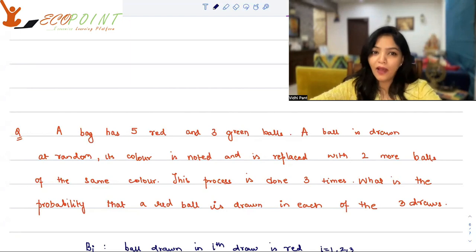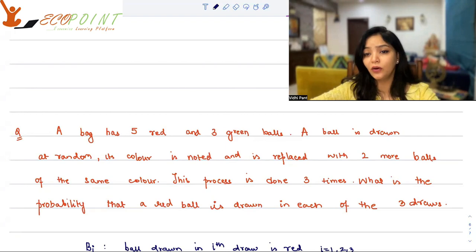A bag has 5 red and 3 green balls. A ball is drawn at random. Its color is noted and it is replaced with 2 more balls of the same color. This process is done 3 times. What is the probability that a red ball is drawn in each of the 3 draws? Each time, this means the red ball is drawn.